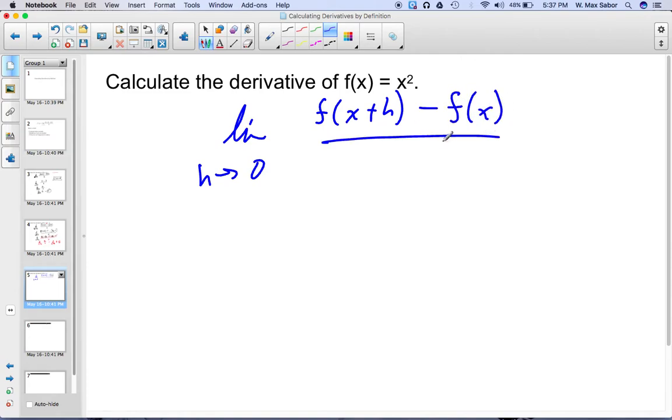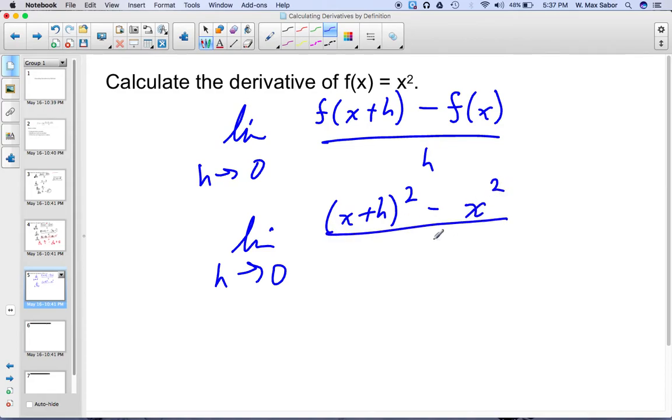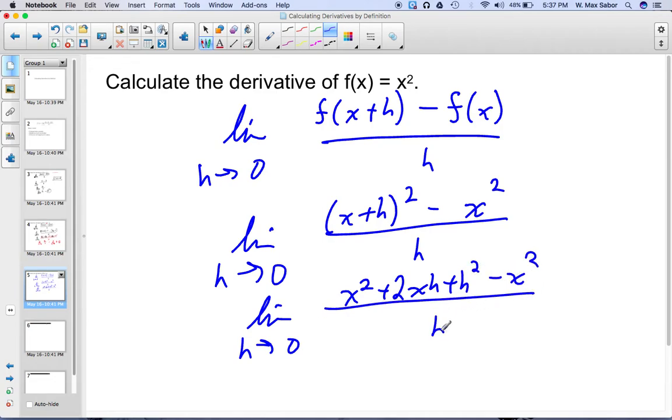Here, we have the limit as h approaches 0 of f of x plus h minus f of x over h. Limit as h approaches 0 of, we take x plus h squared, x squared, and h. Now we have to square this. When we square this, we get x squared plus 2xh plus h squared minus x squared over h. Limit as h approaches 0 of x squared and negative x squared cancel. So we have 2xh plus h squared over h.